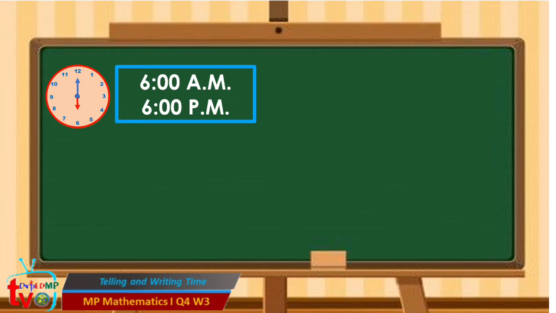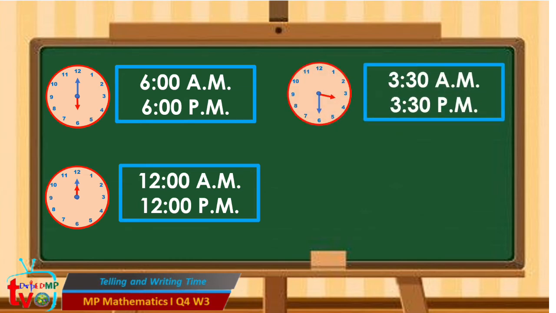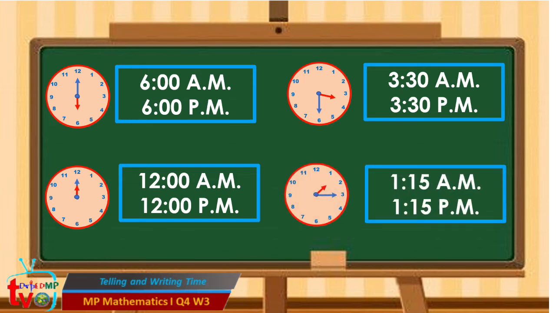The time shown is read as 6 o'clock AM or 6 o'clock PM. Next, the time shown is read as 12 o'clock AM or 12 o'clock PM. Next, the time shown is read as 3:30 AM or 3:30 PM. And the last, the time shown is read as 1:15 AM or 1:15 PM.